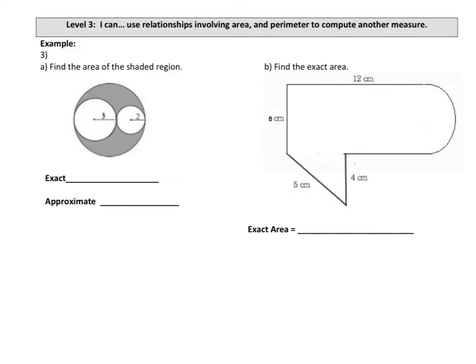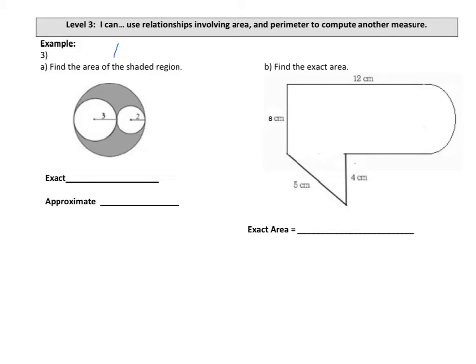If you imagine this figure made out of construction paper and I wanted to find the shaded part, I could cut out the circles on the inside and be left with the shaded region. So kind of using that idea, I can find the area of the big circle and the areas of the smaller two circles and subtract them, and I would be left with the shaded region. So I need to find the area of all three circles.